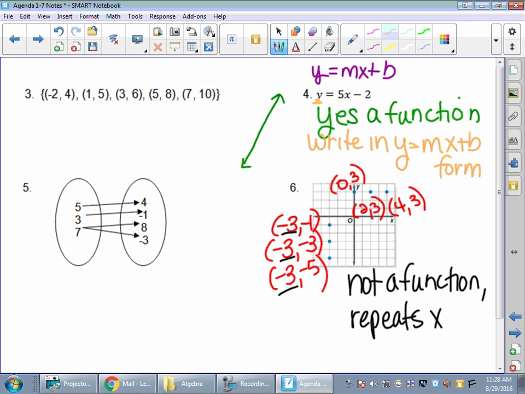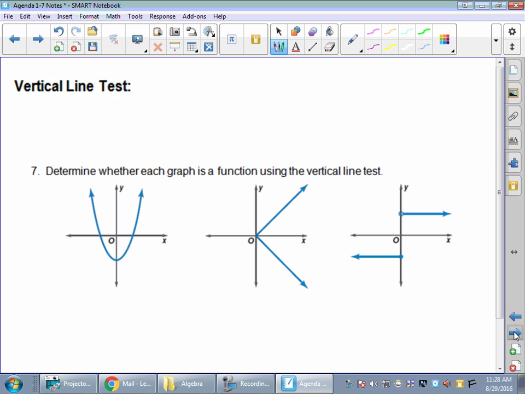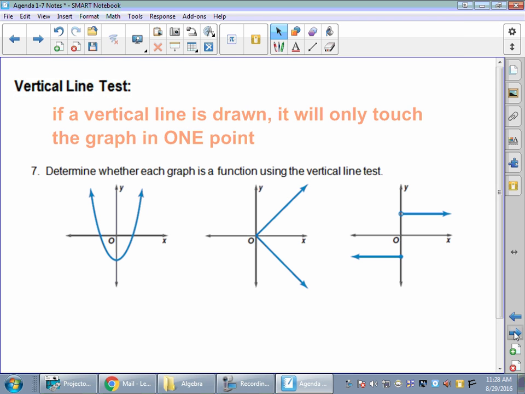Repeats x values. However, when we've got a graph, we could look at this a little bit differently. So we can look at the vertical line test. A vertical line test says if you draw a vertical line on a graph, it will only touch the graph in one point. So vertical is which direction?